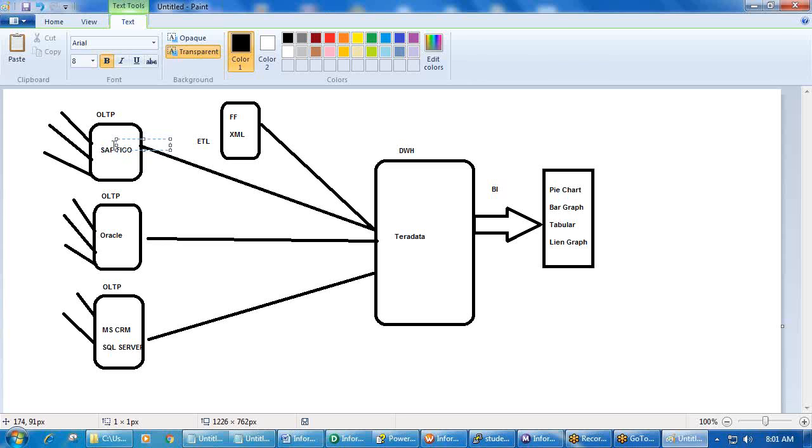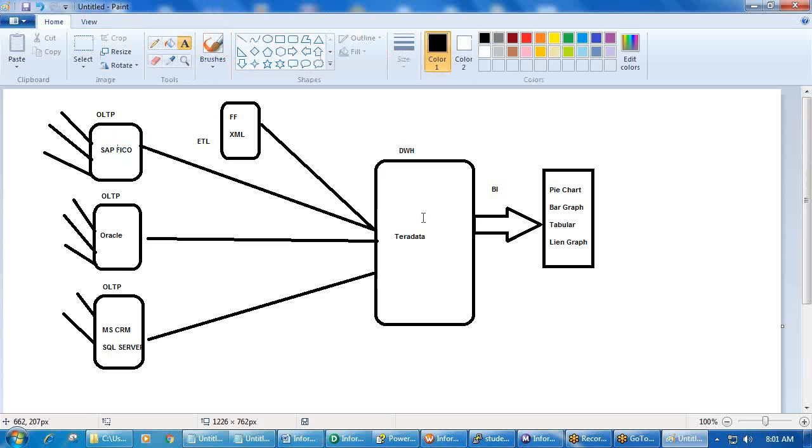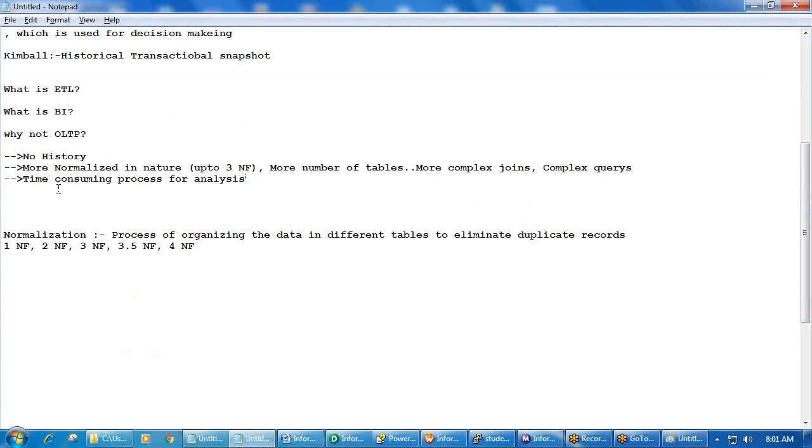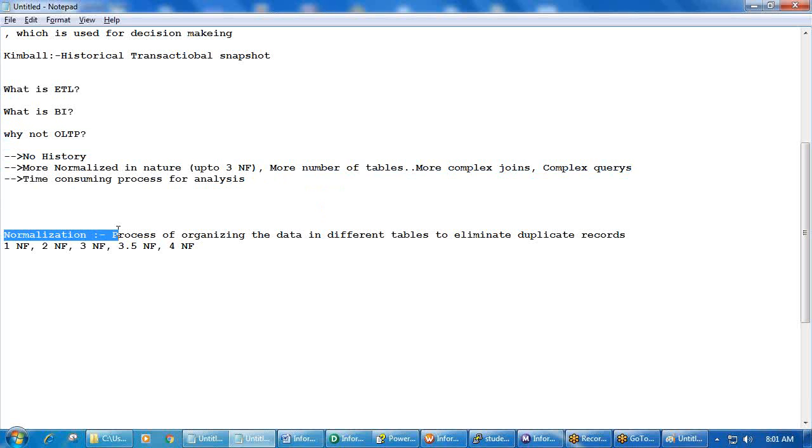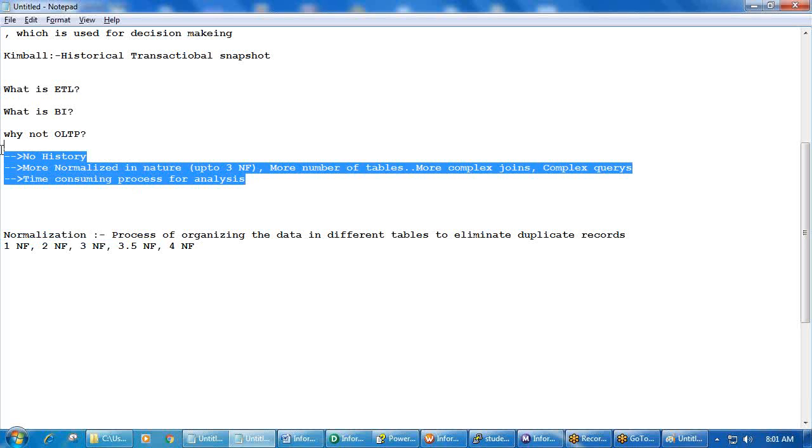Suppose I am integrating all the data into one single data warehouse, it gives me the flexibility to analyze the data at a faster and rapid pace. So this is about the disadvantages of the transactional system. That's why we are not using transactional systems for reporting, and this is the reason we are building a separate system just for analysis, so that all these disadvantages will be overcome by the data warehouse you're building.